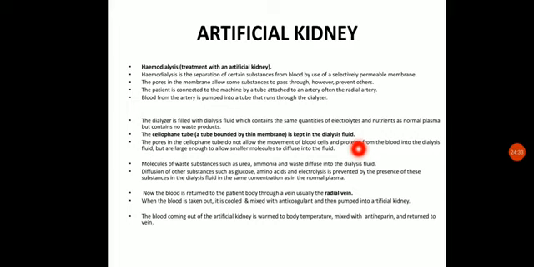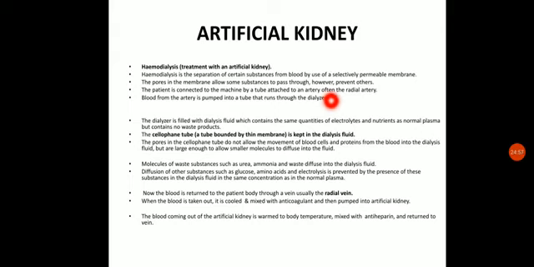Selectively permeable membranes are those membranes which allow the passage of only a few molecules, and in this case, these few molecules will be the nitrogen wastes particularly. The pores in this membrane allow some substances to pass through, however prevent others. So as we've seen, they are selectively permeable.